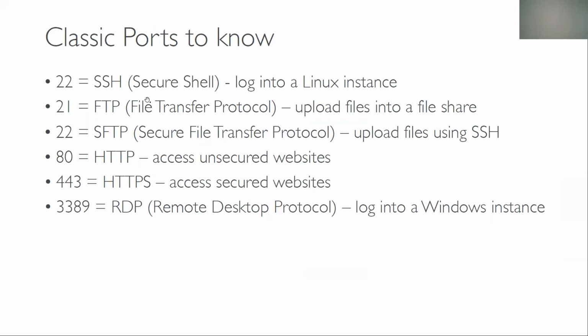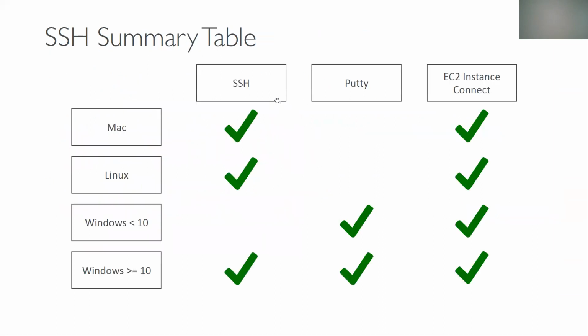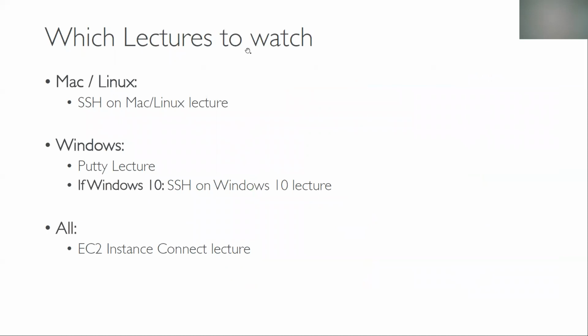Okay, you can put as many services or ports you want sa instance. Ito lang yung common ports: 22 SSH, FTP if you want to send file, 21. 22 as secure FTP naman, somehow SSH din. Unsecured HTTP port 80, 3389 RDP. Summary ng SSH: Putty sa Windows, pwede ka mag-SSH sa Linux at Mac. Windows 10, pwede ka rin mag-Putty. And you can connect sa EC2 Instance Connect. Which lectures to watch? SSH on Linux.